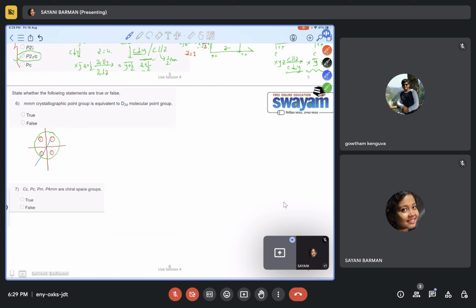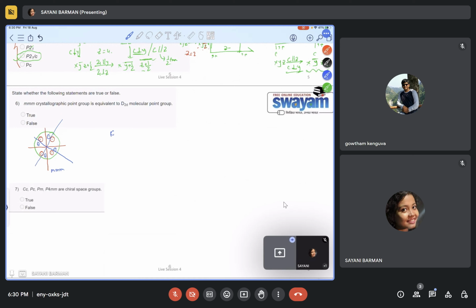If there is a mirror like here, we'll be getting another point, and similarly, another mirror point will get generated. Like this. This is mmm. Now D2d molecular point group. This is crystallographic point group, right? And D2d means diagonal one. So what will be the symmetry elements?